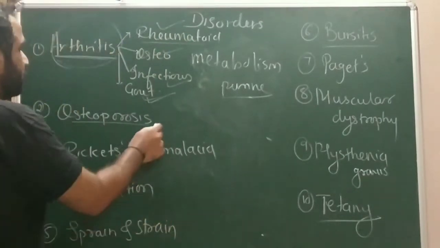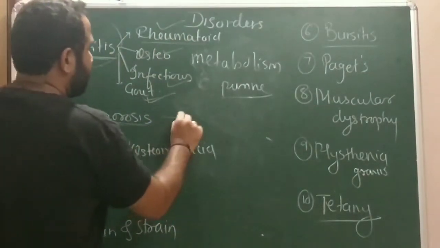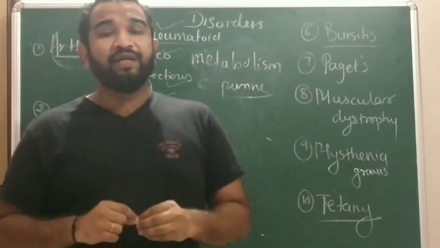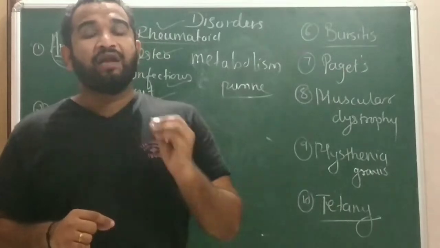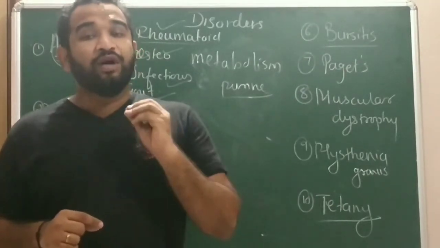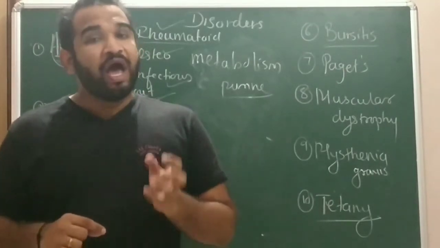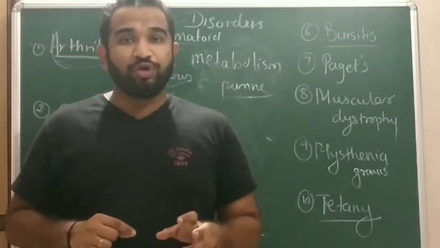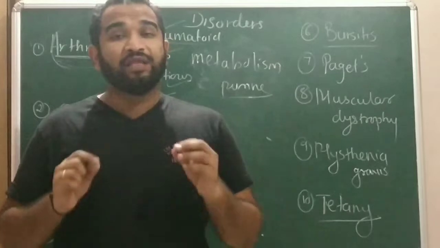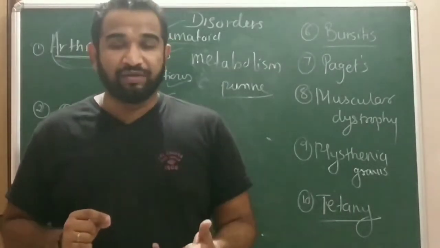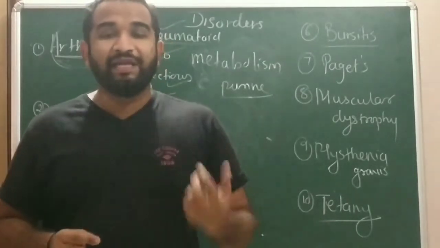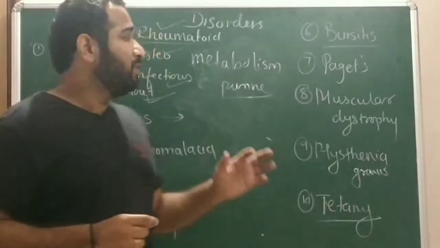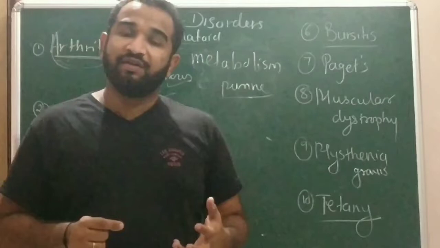The next disorder is osteoporosis. Okay, osteoporosis occurs when there is lack of minerals and lack of fibers in the matrix of the bone. In osteoporosis, the bones become weak and the person starts getting fractured. Okay, even though he has not had any accident or did not fall anywhere, his bones start getting fractured.